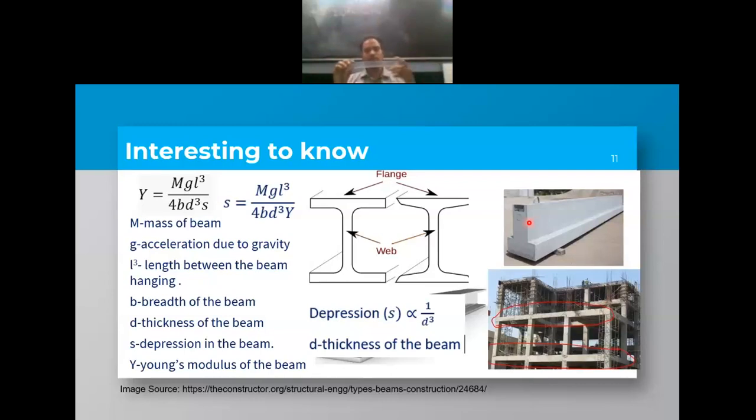those are made with I-shaped girders so that there is a thickness increase on both sides. When the thickness increases, the depression decreases 9 times because S is inversely proportional to d cubed. So that is the very beautiful thing: elasticity is applied in civil engineering.